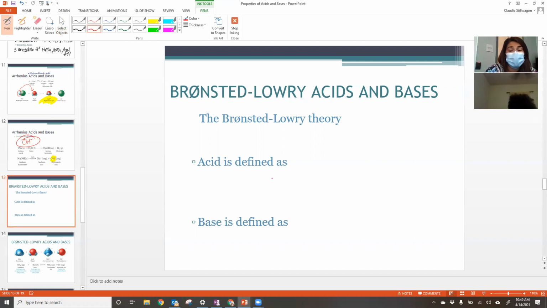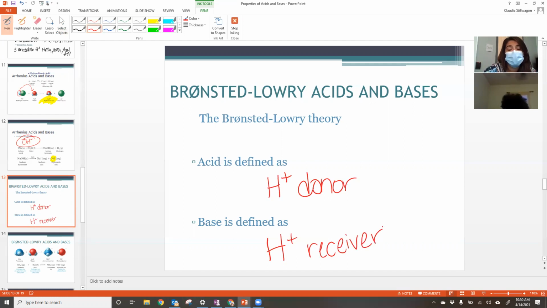So sometimes you'll see this simply listed as an acid is a hydrogen donor, and a base is a hydrogen receiver. Receiver, I before E. Okay. Again, can't spell common words, just really fancy chemicals. So hydrogen donor, hydrogen receiver is the simplest way. And they're going to go hand in hand.